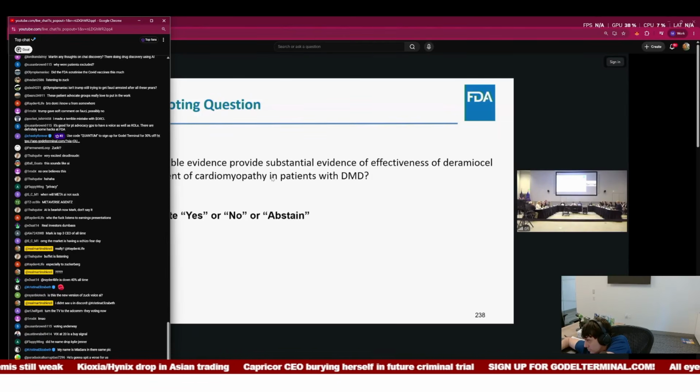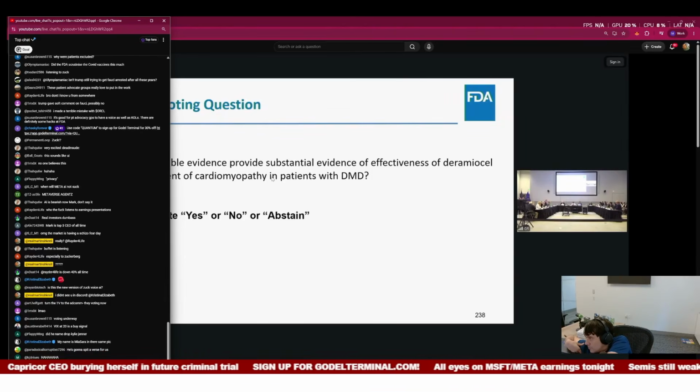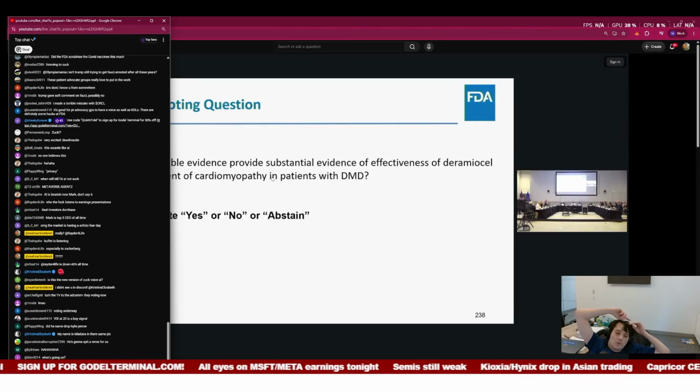Okay, so I'm going to read the voting question into the record. Does the available evidence provide substantial evidence of effectiveness of Diramicel for the treatment of cardiomyopathy in patients with DMD? And your choices are yes, no, or abstain.